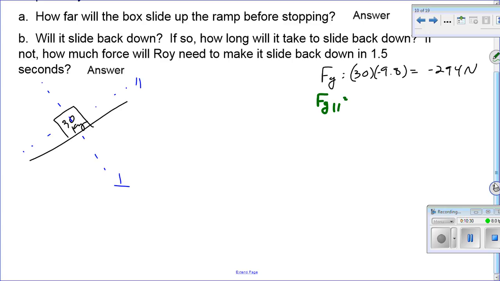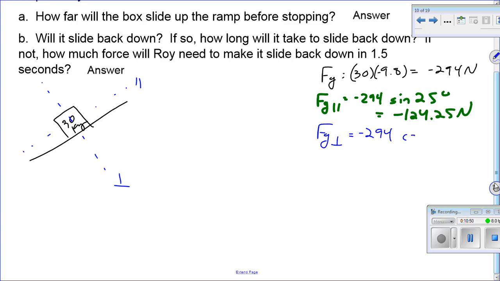FG parallel is going to be negative 294 times the sine of, is it 25 degrees? I guess I could look. I'm holding this paper in my hands. And so that gives you negative 124.25 newtons. And my perpendicular component is going to be negative 294 times the cosine of 25 degrees. And that gives you negative 266.45. I've tried to make that green so it's not so thick and it doesn't stick. So I don't know why it does that.